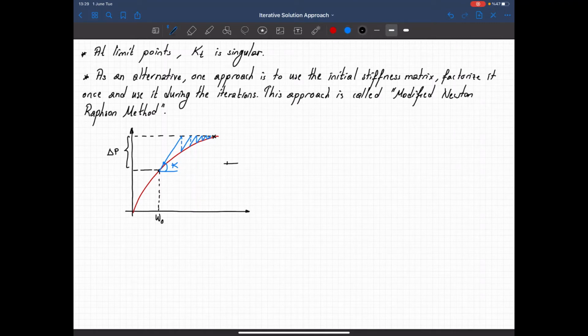Yes, as I mentioned, this will increase the number of iterations, but computationally it is more efficient, and this approach is called the modified Newton-Raphson method.